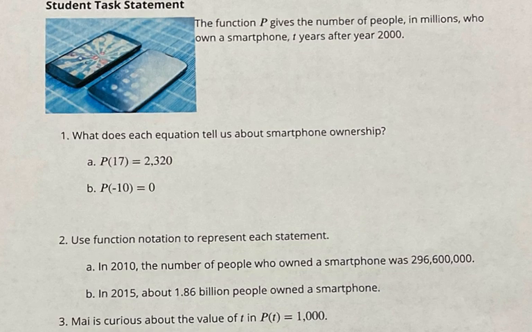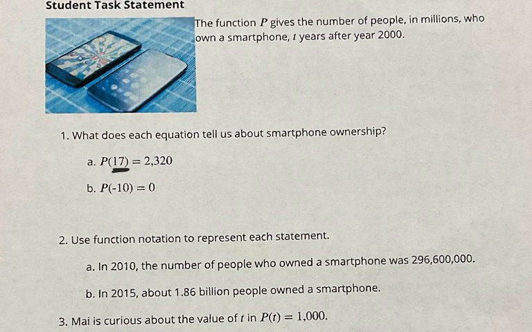So what does P represent? People in millions. And what does T represent? Years after 2000. So when I look at this function notation, do you see P? Yes. Do you see T? Where would T normally go? Where the 17 is, which means 17 has taken the place of T. So what do you think the number 17 represents? 17 years after 2000, which is the year. That's why I was confused, because it ain't year 2,320. So it's 2017.